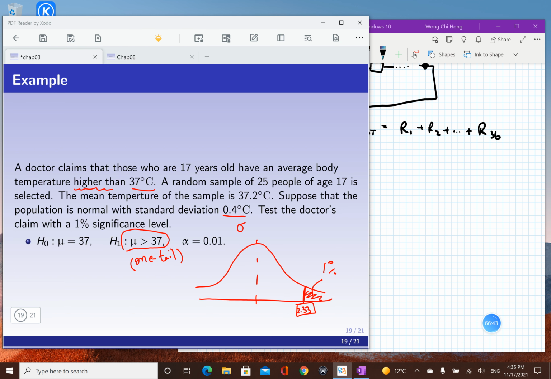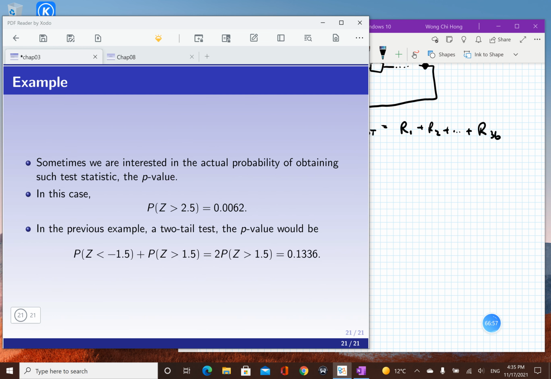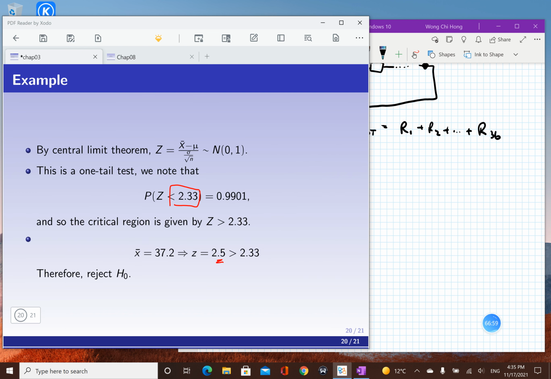Again, with certain probabilities here, it's likely to be greater than 37 instead of exactly 37. Does that make sense?